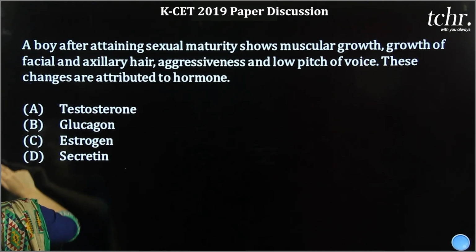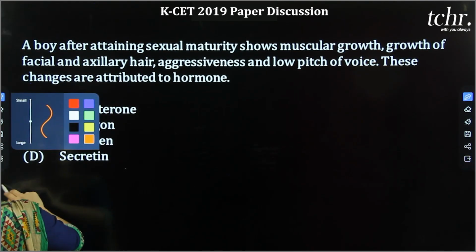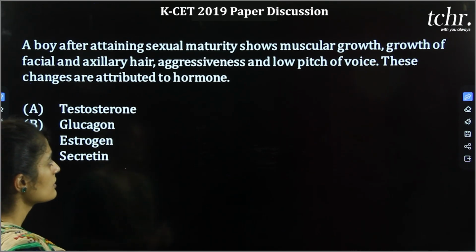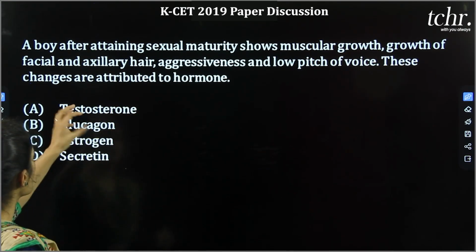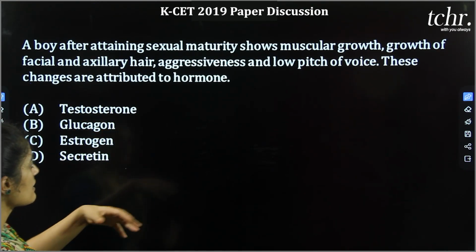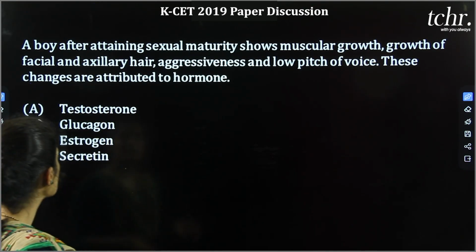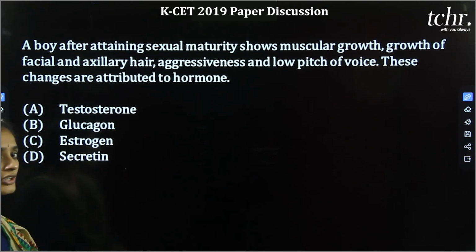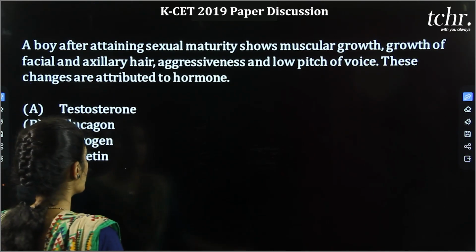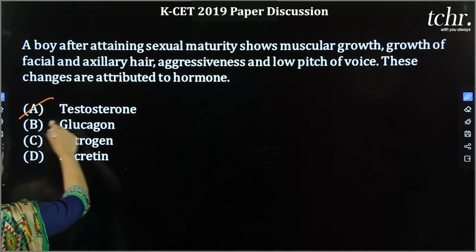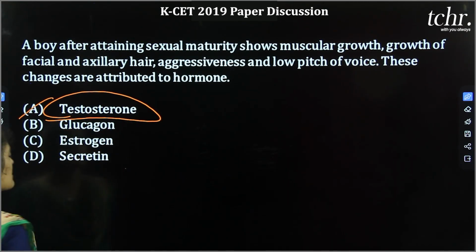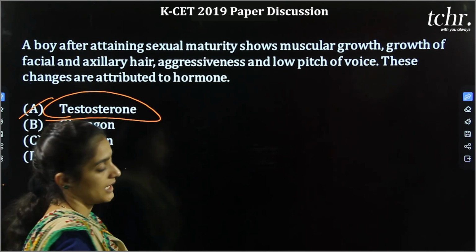Next one, see, a body after attaining sexual maturity shows muscular growth, and growth of the facial and axillary hairs, aggressiveness, low pitch of voice, and these changes are the attributes of the action of which hormone? A. Testosterone, B. Glucagon, C. Estrogen, and D. Secretin. It is due to the testosterone, which is responsible for the secondary sexual character in male.